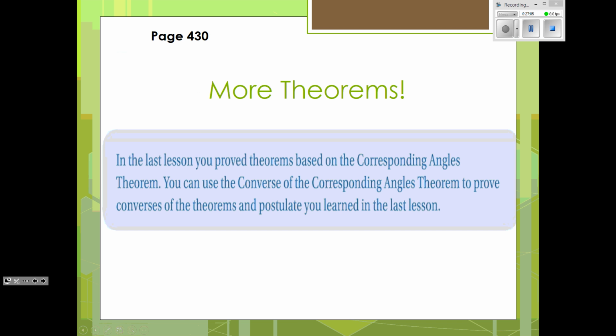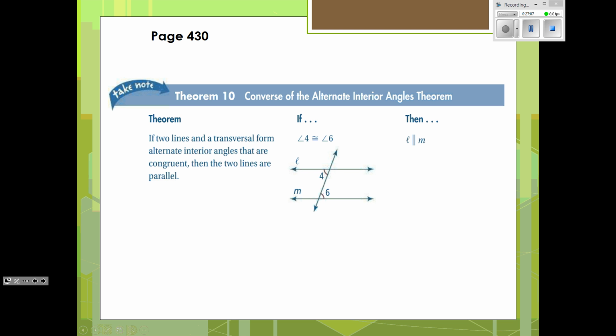Okay. Now, there are other converses. All we've done so far is look at the converse of the corresponding angles theorem. And really, we could put converse in front of any of our theorems and then make sense of it, right? But the one that we'll focus on right now is the converse of alternate interior angles. What this says is that if you have alternate interior angles that are congruent, then the lines that make them must be parallel, okay?